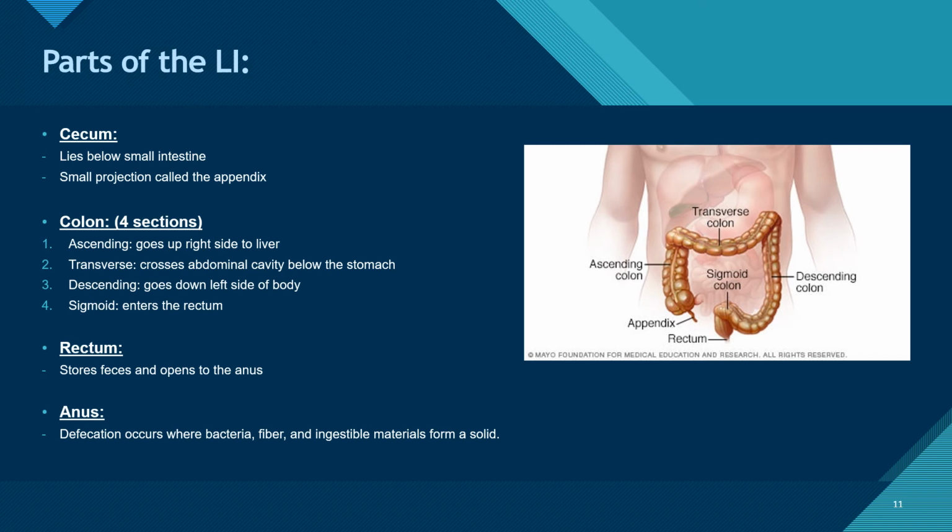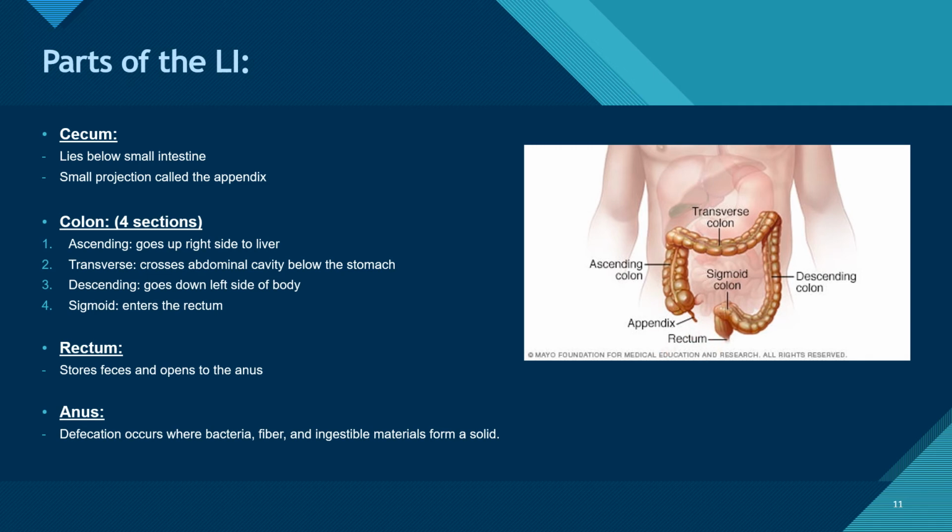The colon has 4 sections: the ascending, which goes up the right side near the liver; the transverse, which crosses the abdominal cavity below the stomach; the descending, which goes down the left side of the body; and then the sigmoid, which enters the rectum. You can see the sigmoid is just up here, and then the rectum down there.